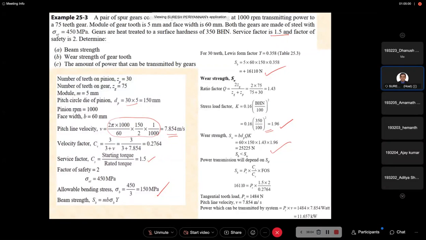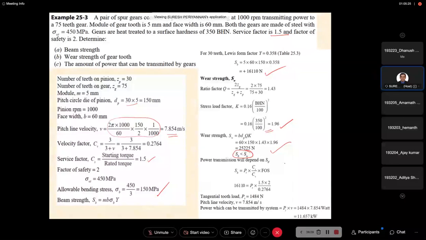Now see here, our beam strength is less than the wear strength. So the power transmission must be based on our beam strength only. The beam strength is less than the wear strength, so we have to find our power based on the beam strength. Why are we using beam strength?